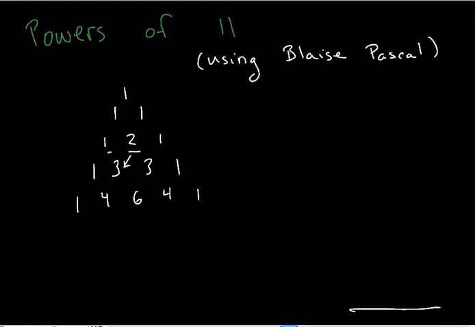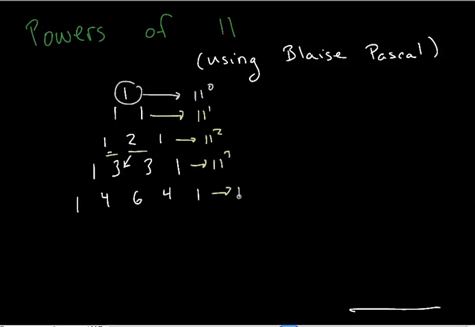Well, in terms of powers of 11, the first row right here, that 1, is 11 to the 0. This second row right there is literally just 11 to the first power. And what's 11 squared? 11 squared is 121, which is what we see here. And what's 11 cubed? 11 cubed is 1,331. Well, what's 11 to the fourth? 11 to the fourth is 14,641.